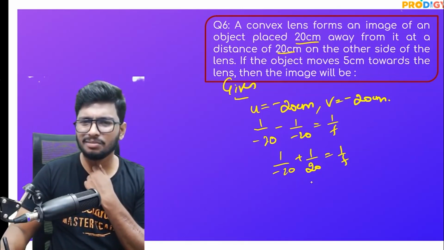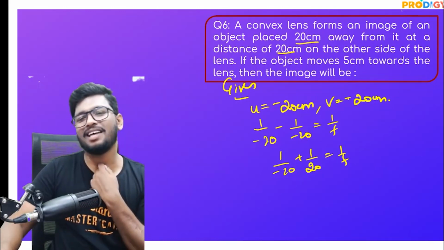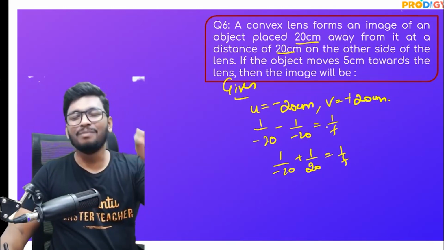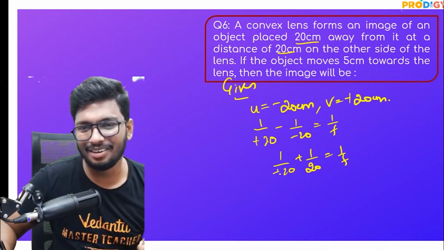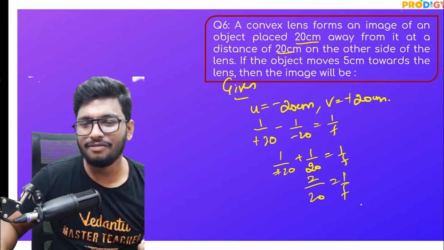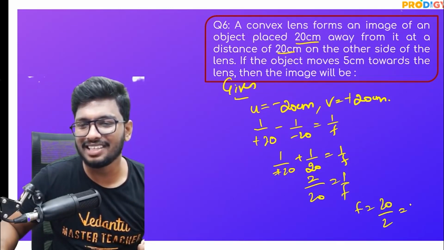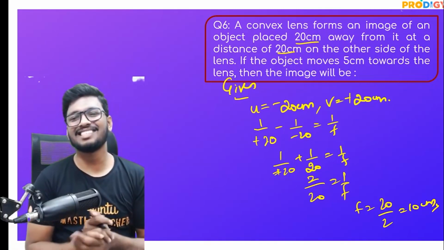I made some calculation mistake over here also. Give me a second, guys. This is minus 10? No, the image is found on the other side, so it's going to be plus 20. So that's plus 1. So 2 by 20 is equal to 1 by f. So f is equal to 20 by 2, which is nothing but 10 centimeter. Simple as that. So you'll get the focal length as 10 centimeter.